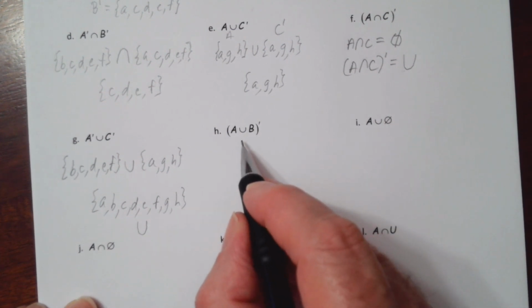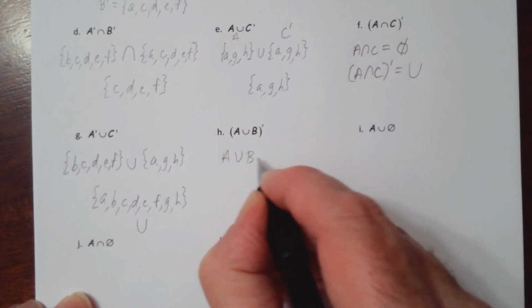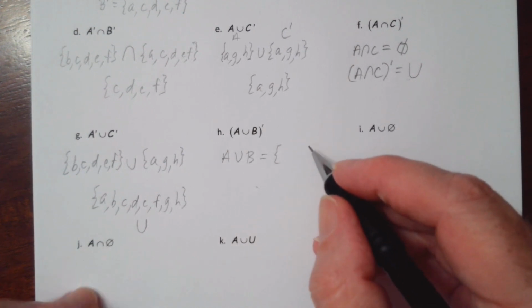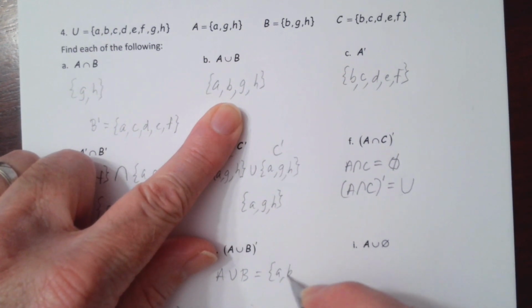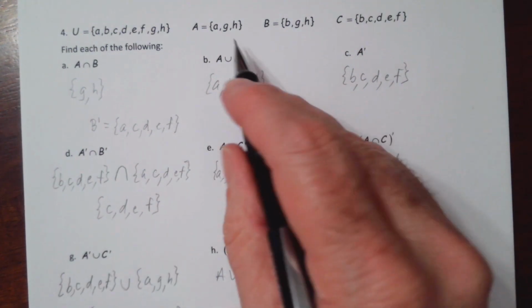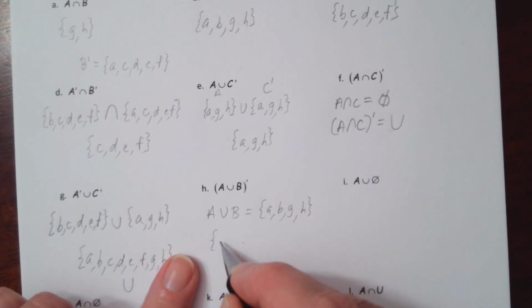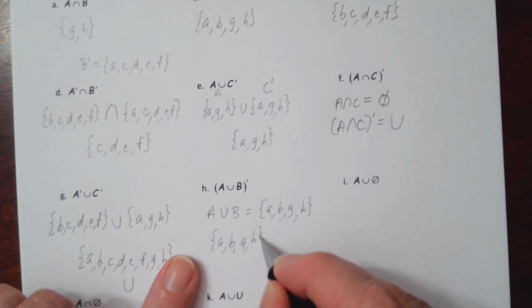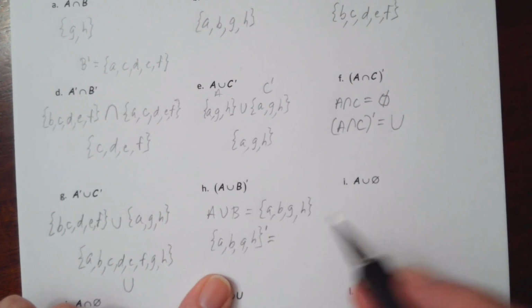All right, let's do A union B complement. So first of all, we need to find A union B. So if we combine those two sets together, what do we get? Well, we actually found A union B up here. This was A, B, G, and H. We just combined set A with set B. Now we want the complement of that. So A, B, G, H complement. So that's what we're looking for here, A union B complement.